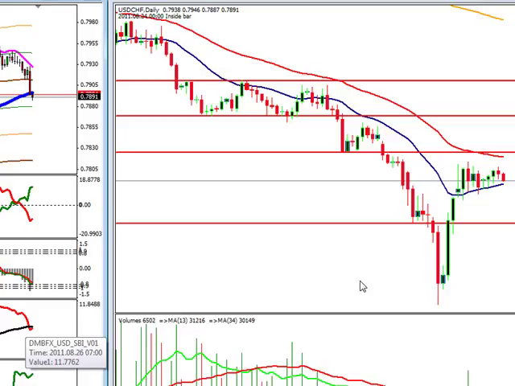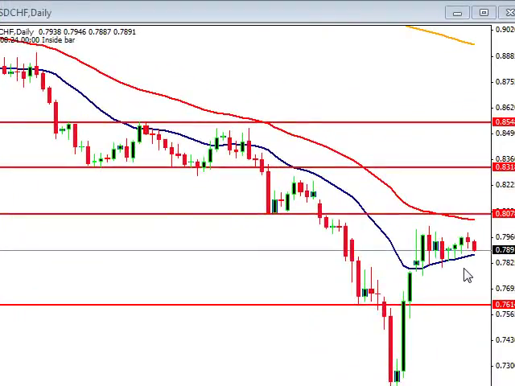So as long as we have this range, a range within a range on the daily chart, we could draw some more support and resistance lines just in this range and wait for the market to break outside.